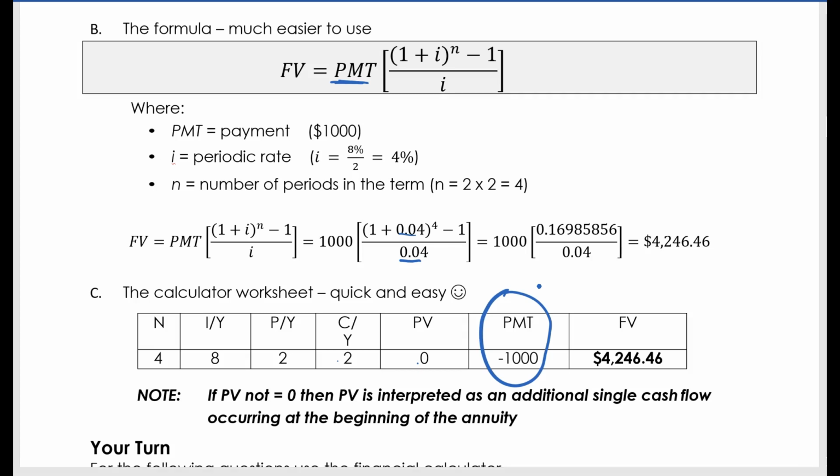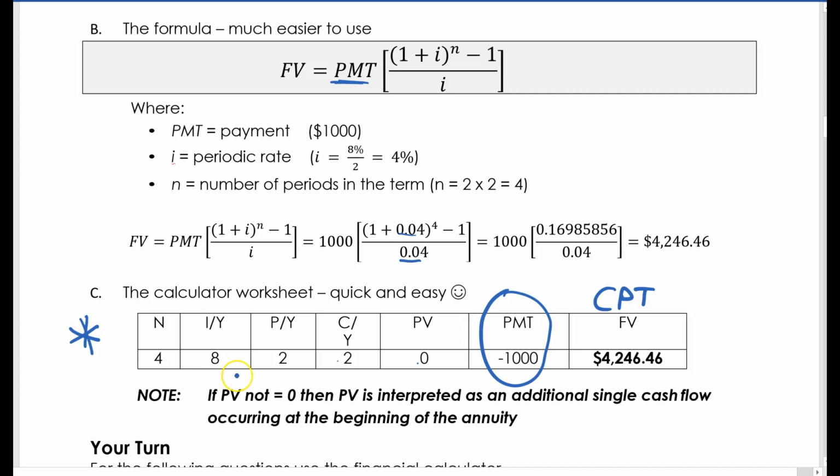So we're putting out $1,000. So our payment's going out, so that's negative. And if you compute future value, you get $4,246.46. So by far the calculator is the fastest and the easiest, and I highly recommend it, because when it comes to the tests, especially as we get along with some of the other things, it's just a lot more work using the formulas.